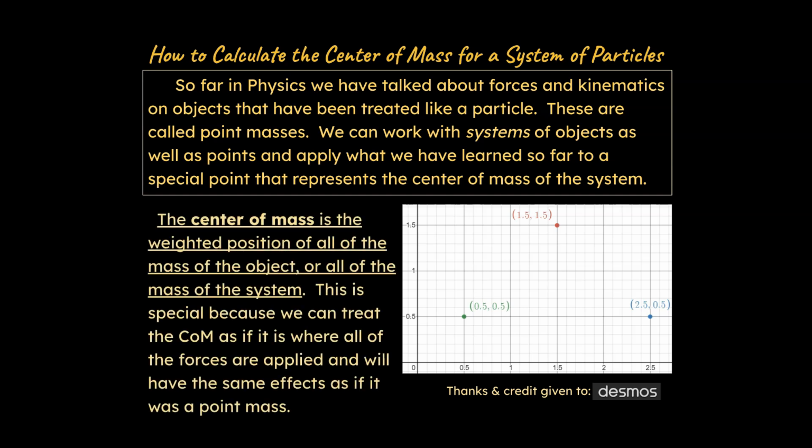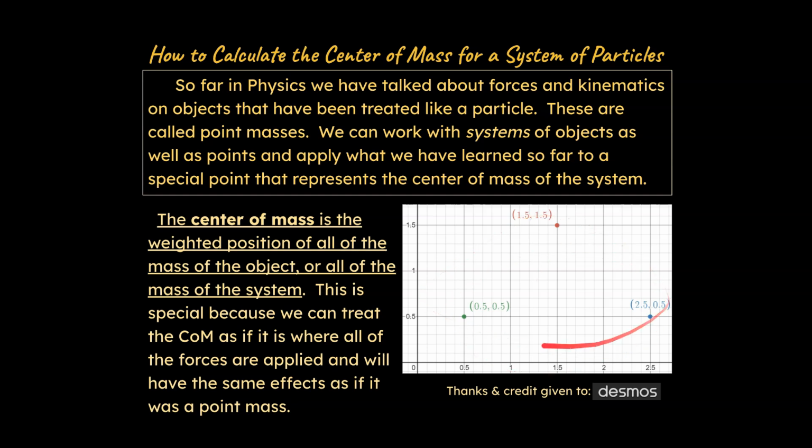We're going to say the center of mass is the weighted position of all of the mass of the object, or all of the mass of the system. This is special because we can treat the center of mass as if it is where all of the forces are applied, and it will have the same effects as if it was a point mass. A point mass, we could say, is a mass that has its dimensions small enough and localized enough that you can effectively represent it as a point without it being a problem. So it's much easier to represent something as a point.